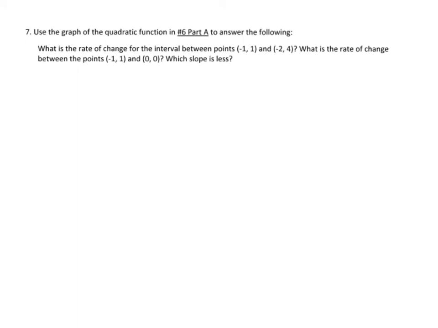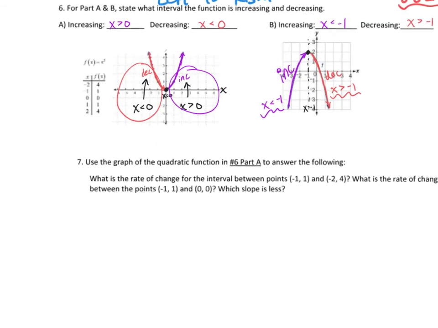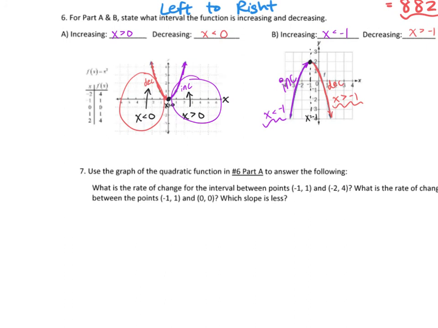Okay, question 7 says, use the graph of the quadratic in number 6a to answer the following. Whoa, let's go back to 6a. So use that graph to talk about the average rate of change between (-1, 1) and (-2, 4). So I'm going to put some dots. (-1, 1) is right here. And (-2, 4) is right here.